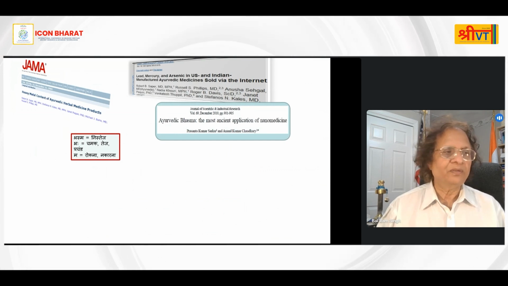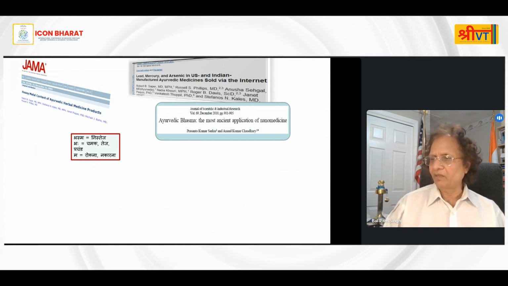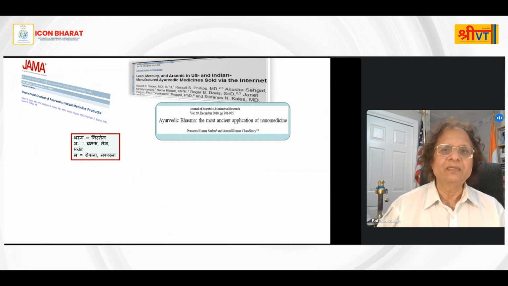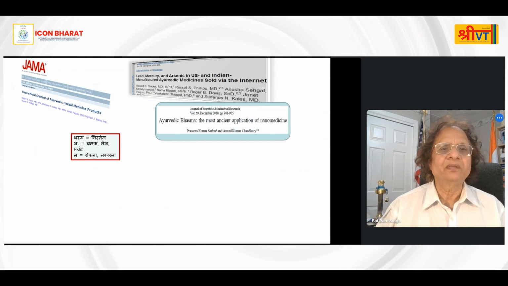The first thing I did, with whatever little knowledge I had of Sanskrit, was find out what bhasma really means. It is normally translated as ash. But when I looked at it, I did my own etymology: bha means prakash or light, and ma means to stop, rokna in Hindi or Sanskrit. So bhasma is something whose light has been prevented or stopped.